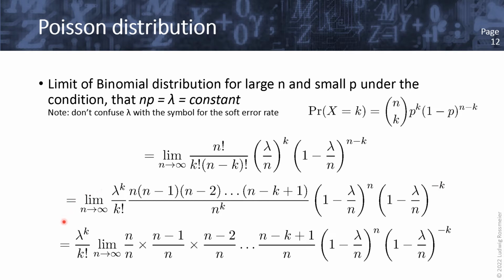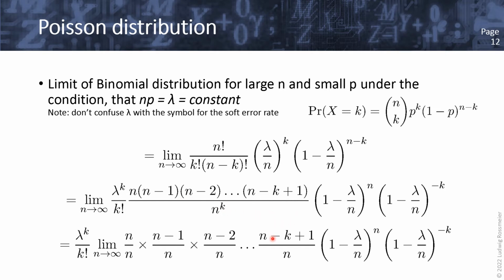In the next step, we can rewrite the equation. This term, lambda to the power of k divided by k factorial, is independent of n, therefore we can put it here. And then we distribute the denominator with the nominator, like visible here. We have n divided by n, n minus 1 divided by n, and so on. These are all in all k terms, so it's the same as we see here above.